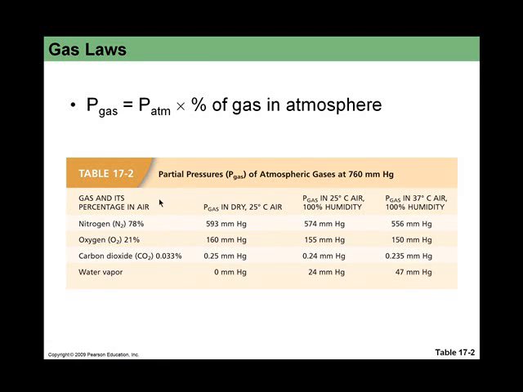So the table is showing us the gas and its percent in air on the left, the partial pressure of that gas in dry 25 degrees C air. This is typical room temperature. Then the partial pressure of the gas, again, at room temperature with 100% humidity, and then at body temperature with 100% humidity. So we see nitrogen is 78% of the typical air, oxygen 21, and carbon dioxide at 0.033%, and the water vapor. When it is dry, that's 0, and we see that nitrogen has the highest partial pressure, 160 for the oxygen, and 0.25 for the carbon dioxide.